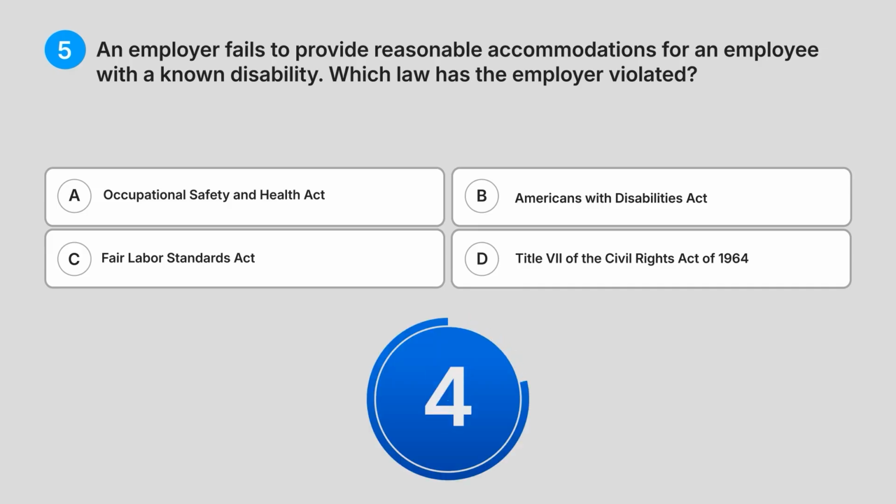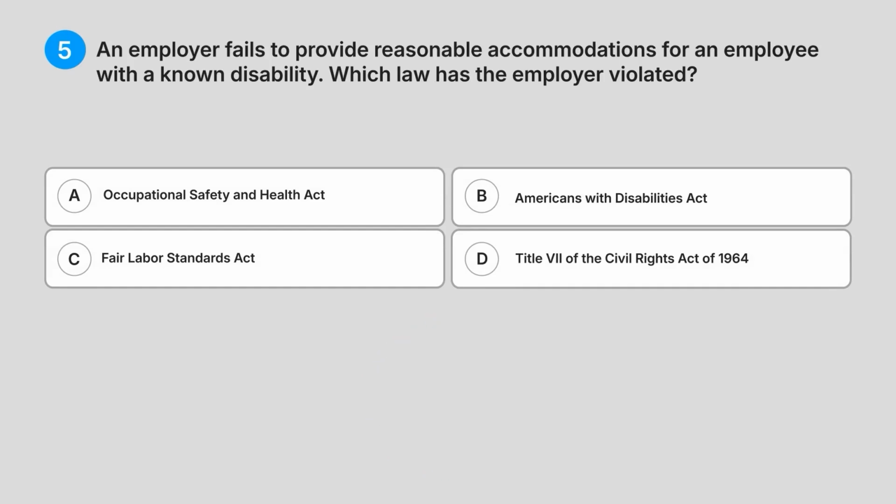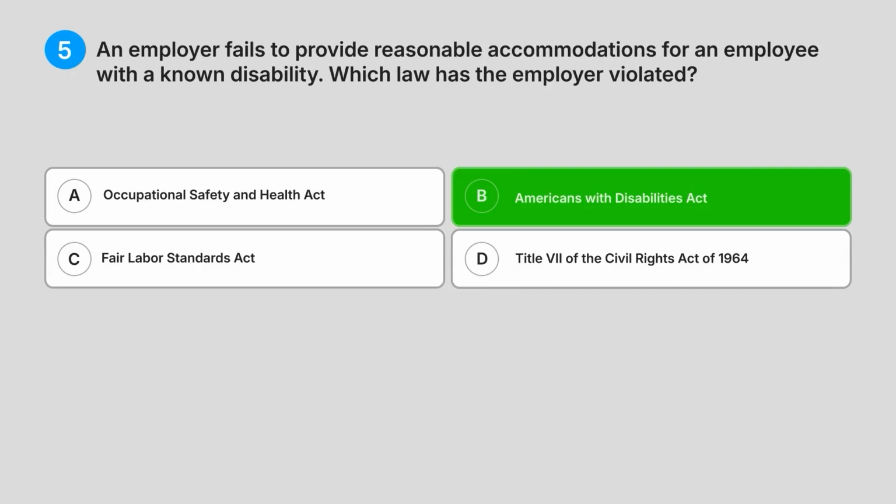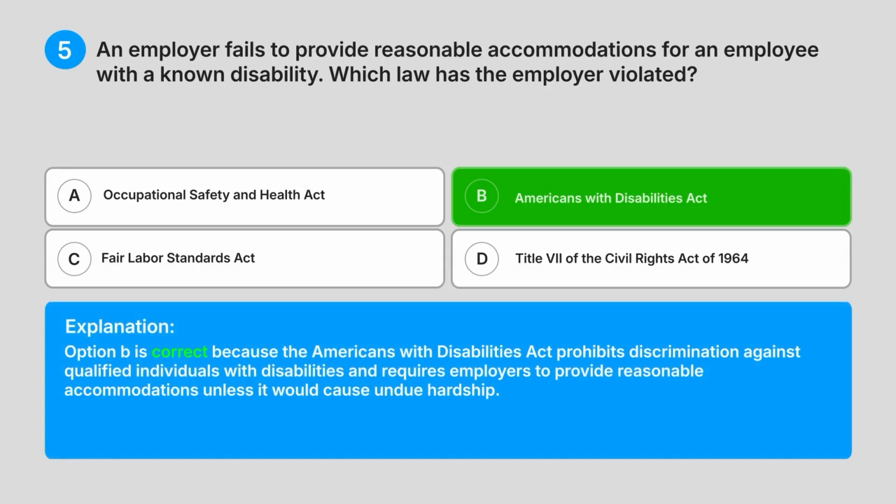Can you guess the answer? Correct answer, B. Americans with Disabilities Act. Explanation. Option B is correct because the Americans with Disabilities Act prohibits discrimination against qualified individuals with disabilities and requires employers to provide reasonable accommodations unless it would cause undue hardship.